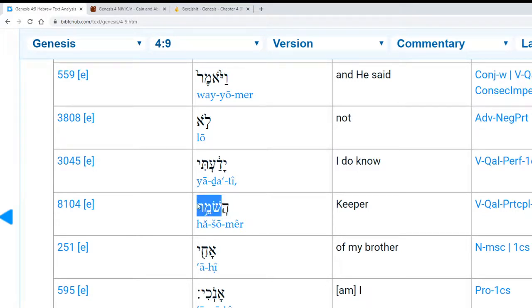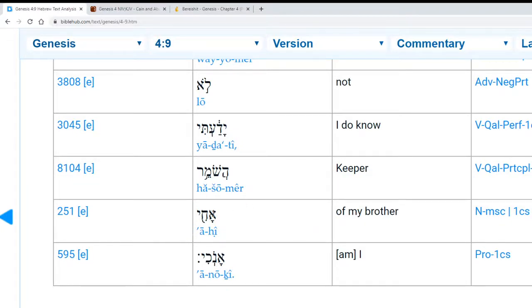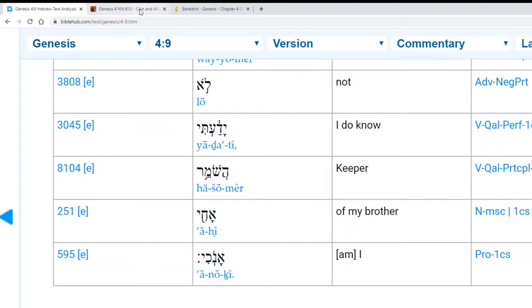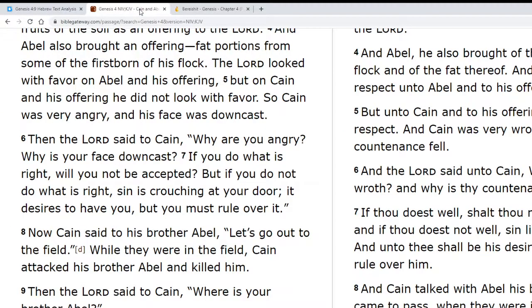So the hey here, the article, is being used to turn it into a question, like we discussed before. Ha shomer, keeper, right? Shin mem resh. Ha shomer, am I the keeper? Achi, right? Ach, meaning brother. And the yud at the end here is telling us my brother, first person singular. Achi. Anochi is a more formal way of saying I, as opposed to ani, which is the more common way. Am I my brother's keeper? Yes, you are.